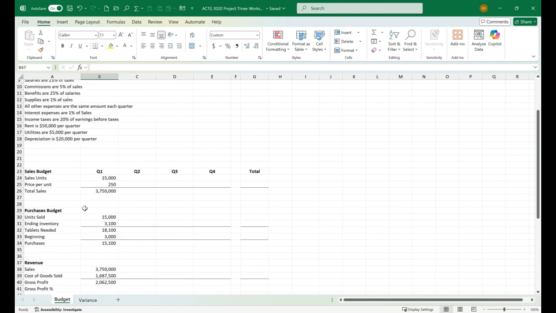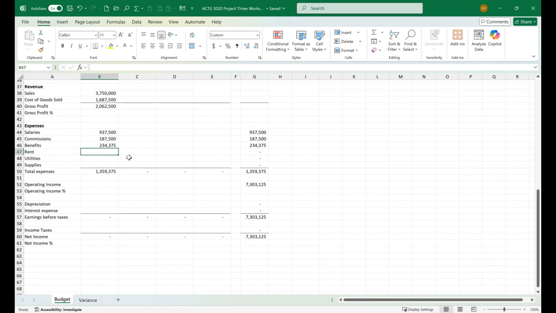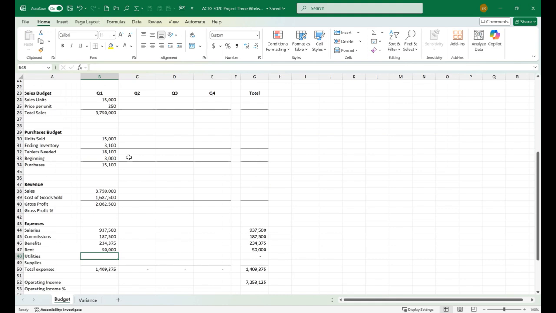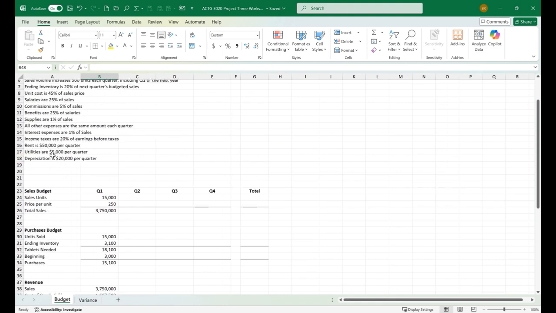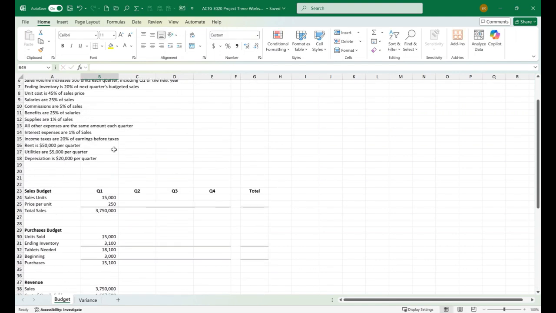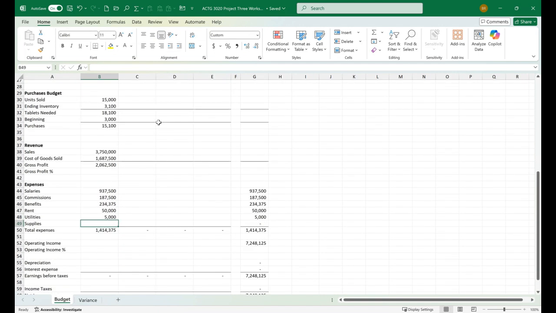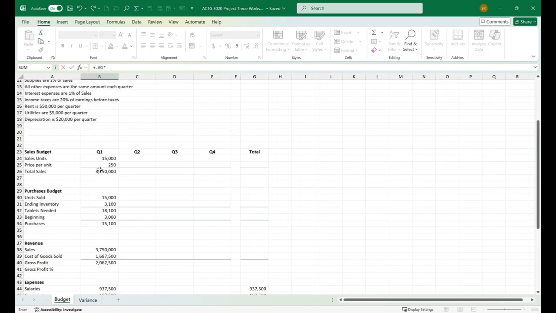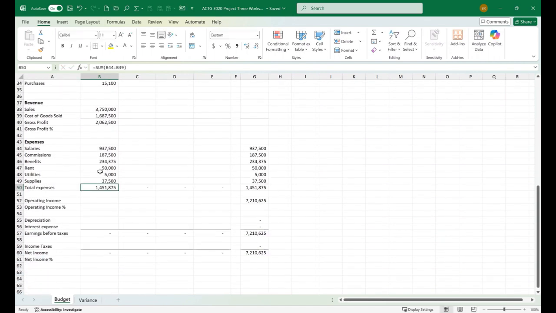And then we have rent. Rent is $50,000 per quarter. So you would spread $50,000 to each quarter. Utilities. Utilities are $5,000 per quarter. So you would spread $5,000 per quarter. And then supplies are 1% of sales. So there you have it.